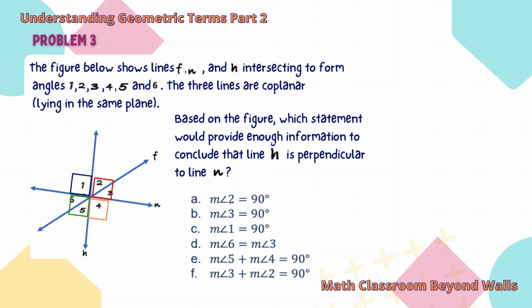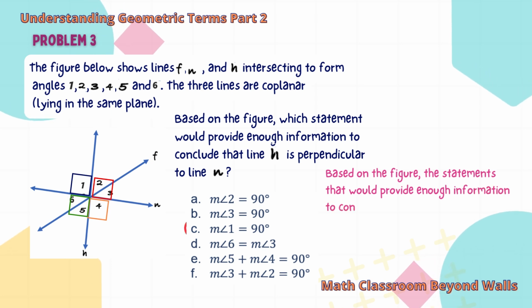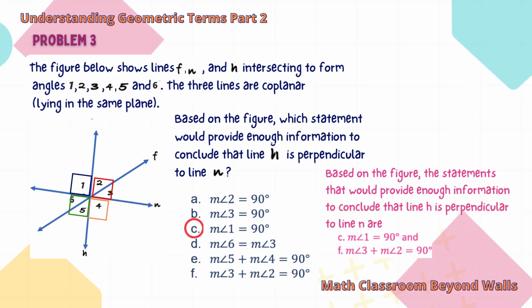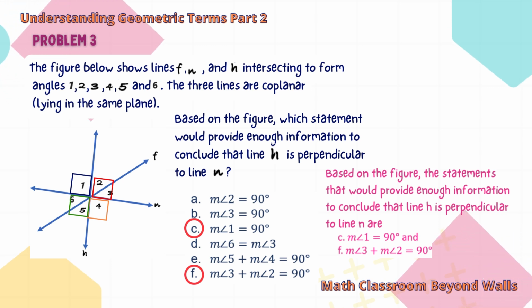Okay, so what are the answers to the problem? So we have C. The measure of angle 1 is equal to 90 degrees. And F, the measure of angle 3 plus the measure of angle 2 is equal to 90 degrees. There you are, learners. We are done answering the problem.